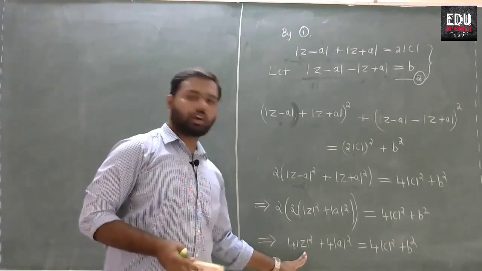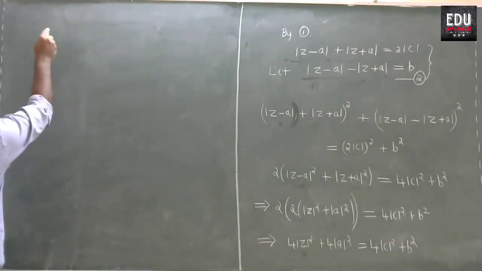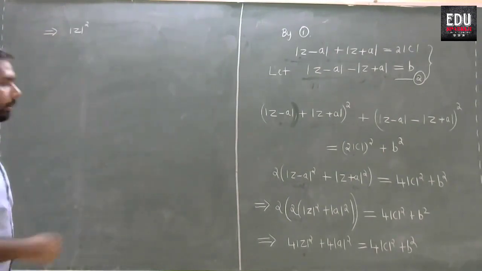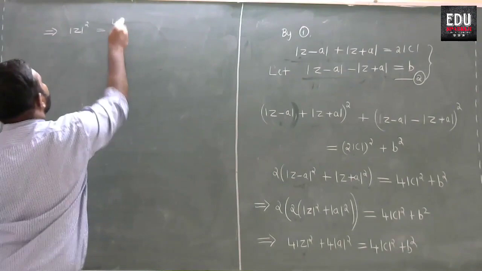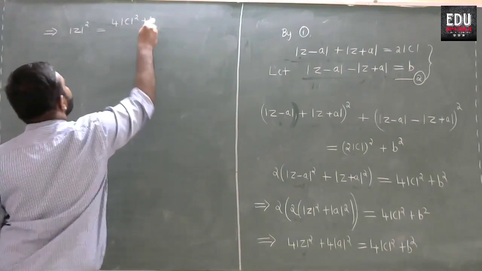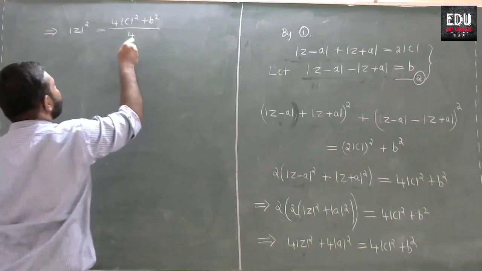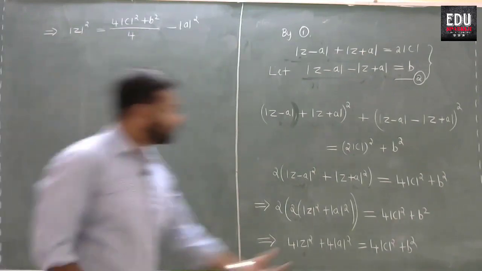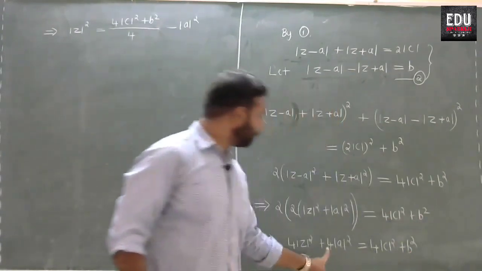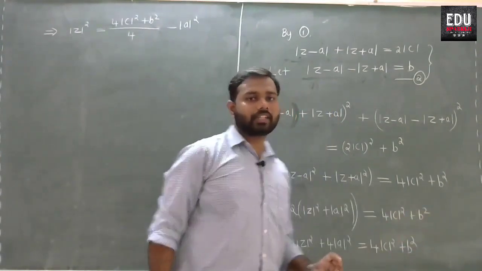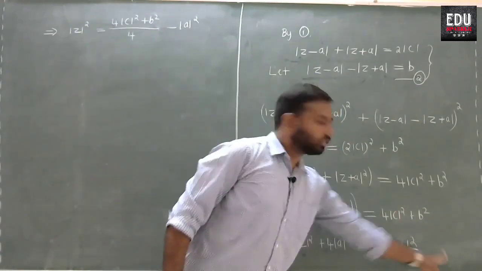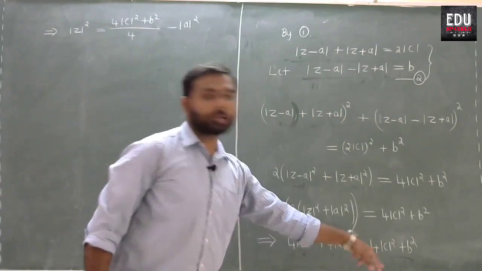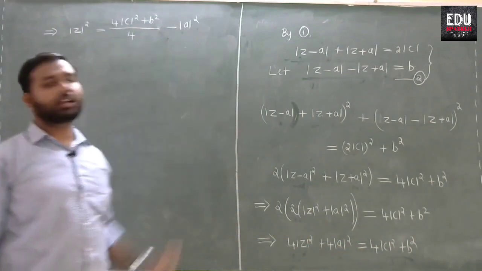Or I have to solve for modulus of z. So modulus of z whole square will be 4 modulus of c whole square plus b square divided by 4 minus modulus of a square. So take this term to the right hand side, it will be minus 4 modulus of a square, then divide by 4. So this divided by 4 minus 4 modulus of a square by 4. So 4 gets cancelled, I will be remained with this.